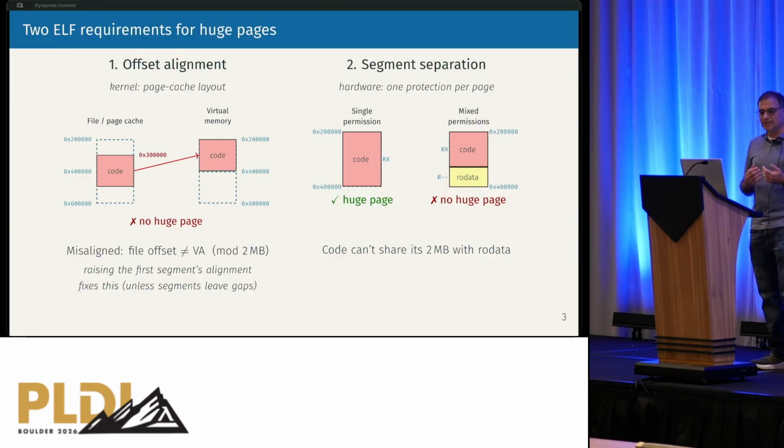The second thing that we need to have is segment separation. This is probably more intuitive for you. This is a hardware requirement. Each page must have a very specific protection, which means that we cannot have in the same 2 megabyte region both read-only and read-execute pieces together. Now, the first requirement of offset alignment that I mentioned is, in most cases, not all, easy to obtain by just editing the executable alignment requirements. This is something that you can do with objcopy. But getting a segment separation is much harder. And why is it so hard?